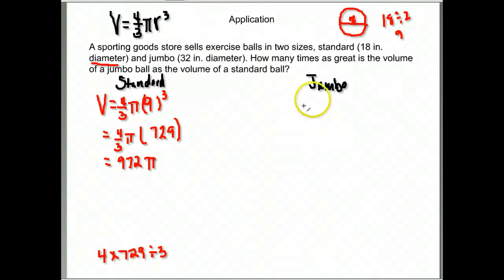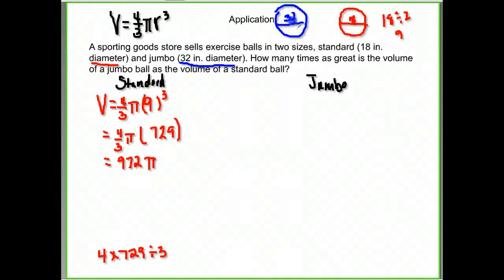Okay. Let's jump over here and do the jumbo ball. For the jumbo ball, it had a diameter of 32 inches. Again, diameter is all the way across a circle or a sphere from side to side through the center. So if our diameter is 32, for the radius we need to divide that in half. So we divide by 2, and we get 16.